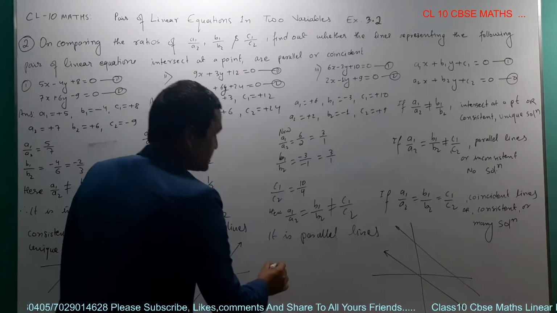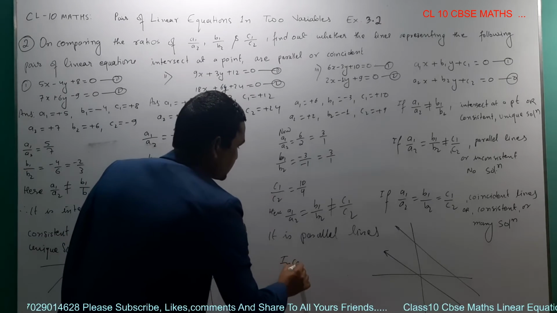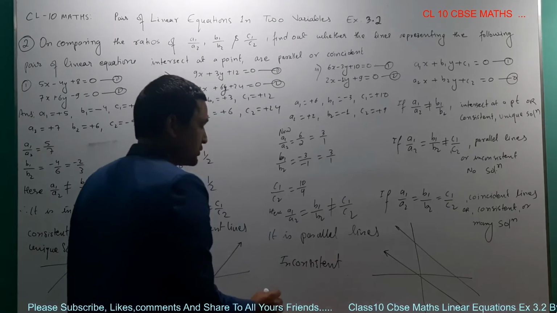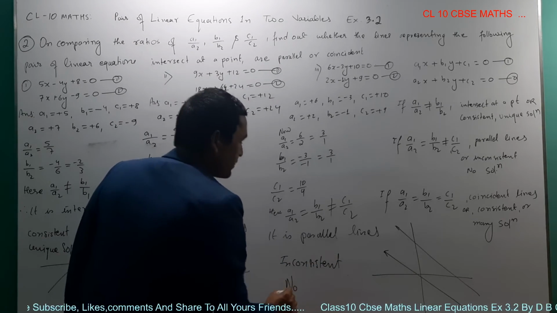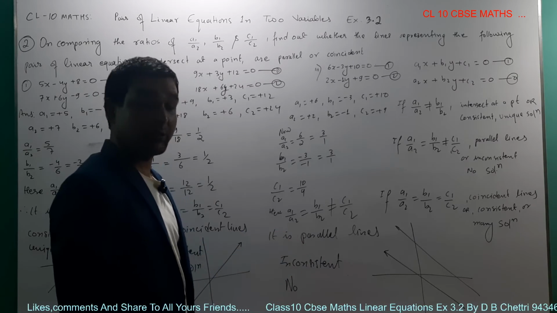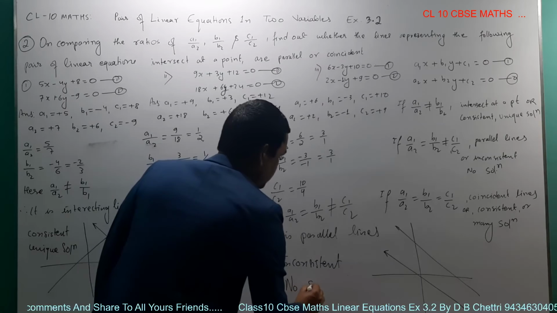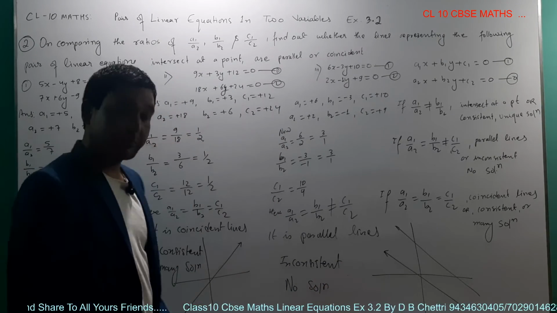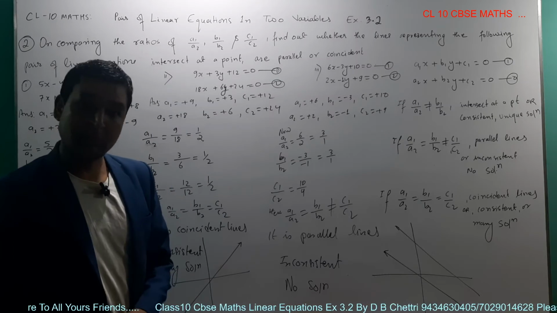Another name is inconsistent, and the solution name is no solution. We will never get the values of x and y because they are not intersecting at any point. No solutions. Okay. Then by using the concept of these questions, please solve question number 3.